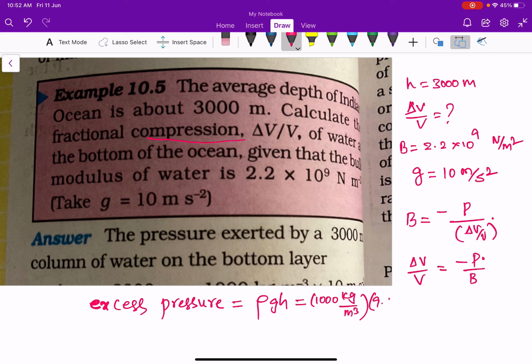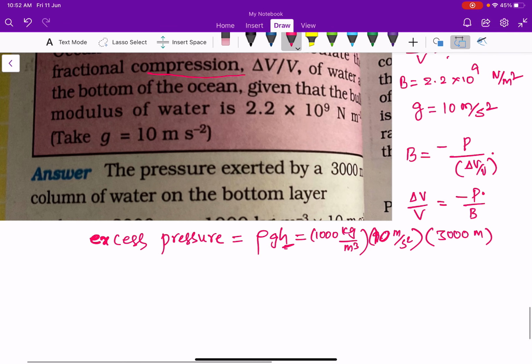g value is actually 9.8, but take it as 10 meter per second square, into h. h is given, h value is 3000 meters. From this you will find out the excess pressure P. The excess pressure P is equal to 3 into 10 to the power of 7 newton per meter square or pascals.